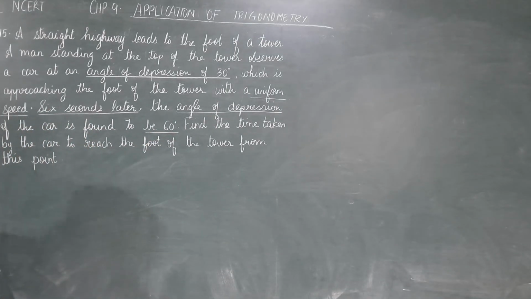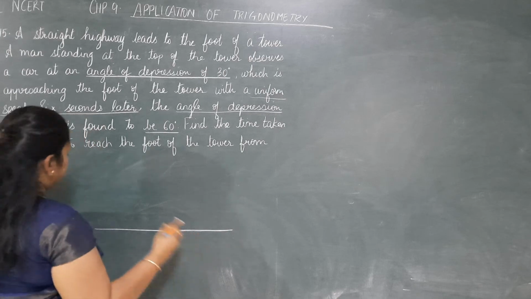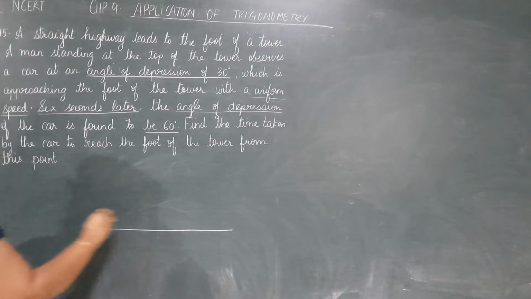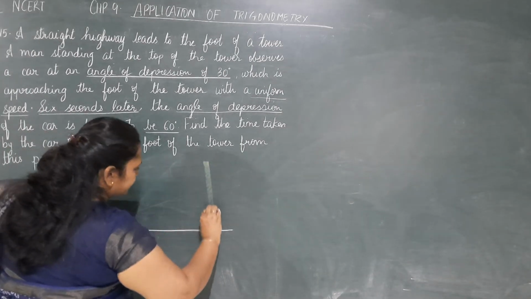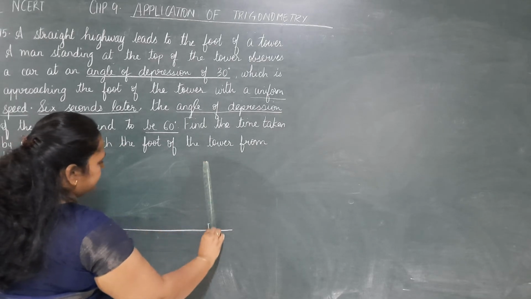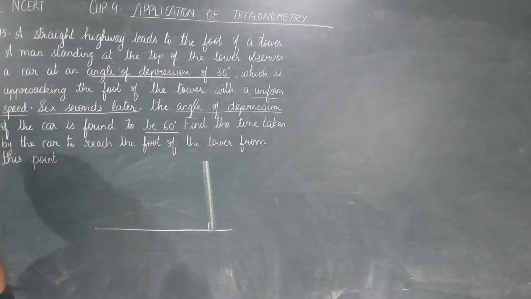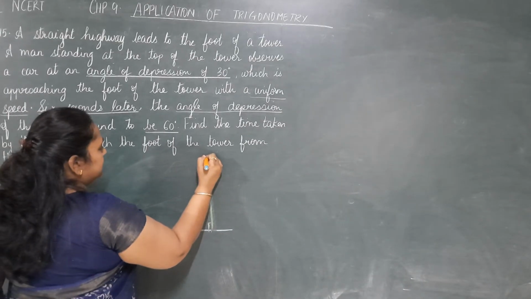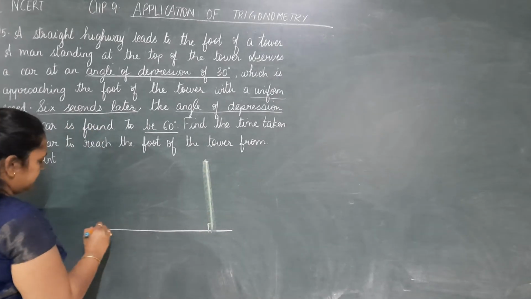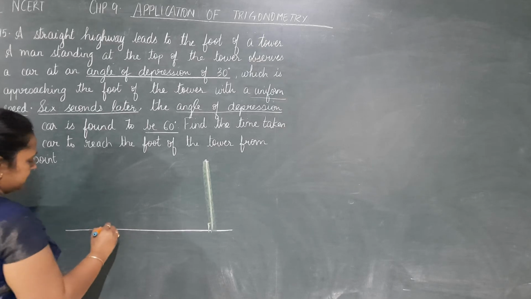We need to find the time taken by the car to reach the foot of the tower from the second point. Okay, let's see how we can draw the figure. Ground. Let this be the tower. Right, we'll consider this to be the tower. And this will be the perpendicular, right? From there, a man sees a car approaching. The car is approaching the tower, right?